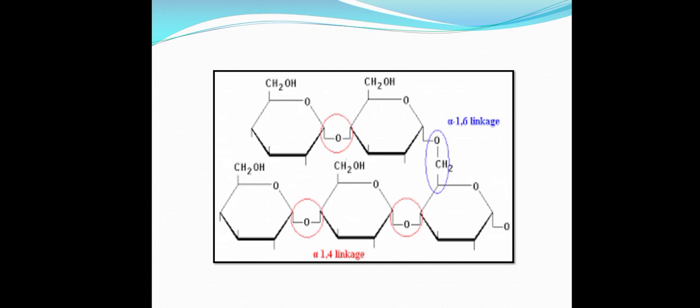Here is the structure of the glycogen molecule, within which the glucose monomers are linked. Within this linked form you can observe that in the linear form there is the presence of the alpha 1,4 linkage, and whenever branching is carried out, only at that branching point is there the presence of the alpha 1,6 linkage. In the linear form only the alpha 1,4 linkage is present, and only at the branching site is the alpha 1,6 linkage present.